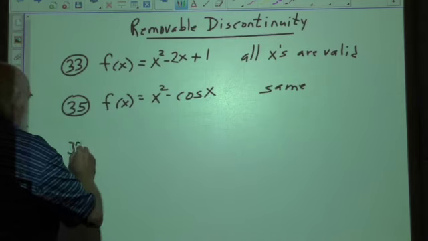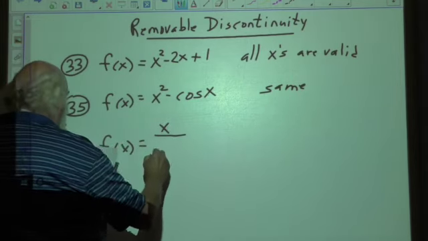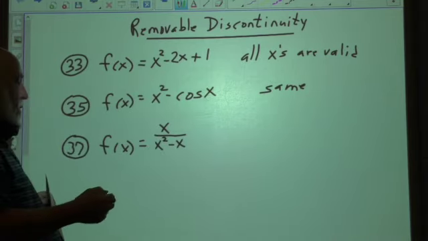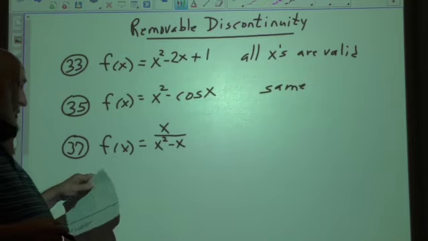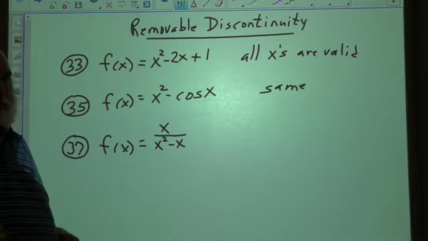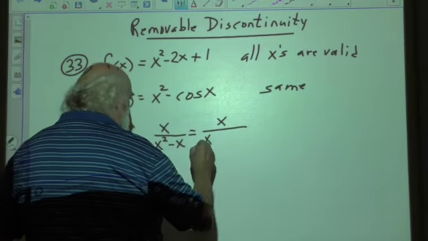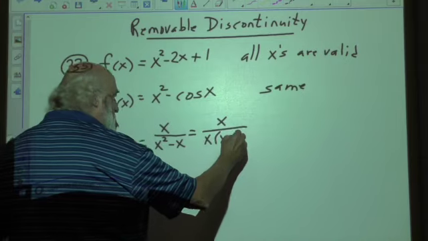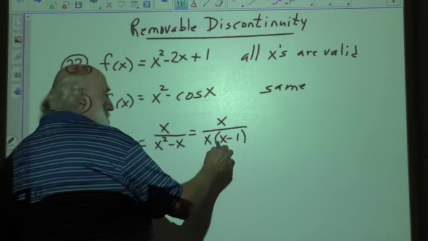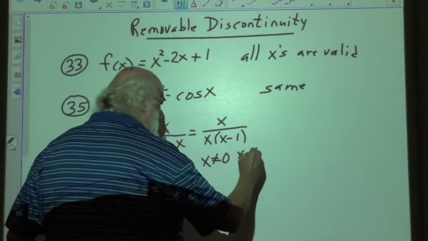Number 37. We have f of x equals x over x squared minus x. Well, now we've got a denominator. Now we need to see what values are not possible for this. So we need to factor out this x squared minus x. This has a common factor in the two terms, which is x. So we have x on top, and we factor x out of both these terms, which leaves us x minus 1. Now, since we can't have zero as a denominator, this tells us x cannot equal zero and x cannot equal one.